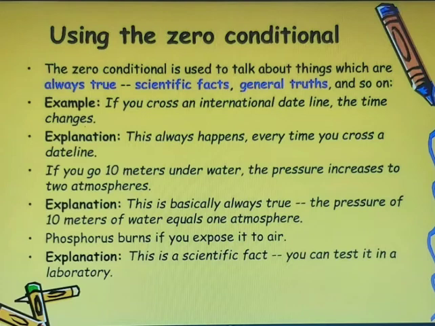The next one: if you go 10 meters underwater, the pressure increases to 2 atmospheres. Explanation: this is basically always true. The pressure of 10 meters of water equals 1 atmosphere. Phosphorus burns if you expose it to air. Explanation: this is a scientific fact. You can test it in a laboratory.